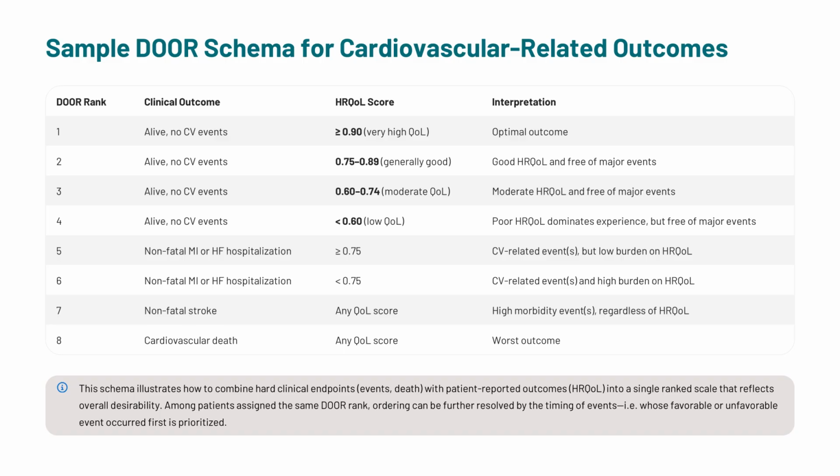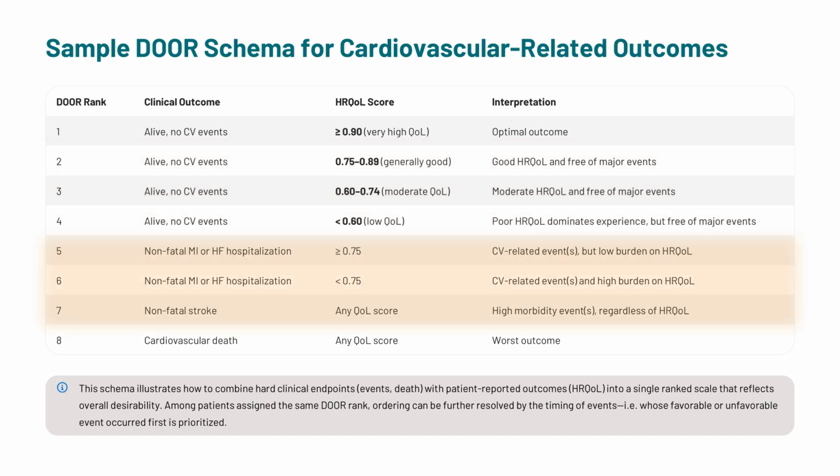Here's what a DOOR endpoint might look like in practice for a cardiovascular-related trial. In this example, the overall clinical outcome has 8 mutually exclusive hierarchical levels in descending order of desirability. At the end of follow-up, a patient with a rank 1 would be alive, have no cardiovascular-related events, and report an excellent health-related quality of life. On the other extreme, a patient with rank 8 would have experienced a cardiovascular-related death during the trial period. Ranks between 2 and 4 capture survivors without events, but with progressively lower health-related quality of life.